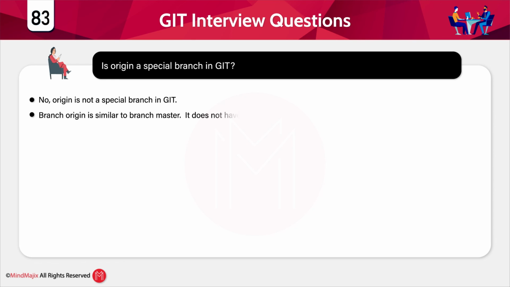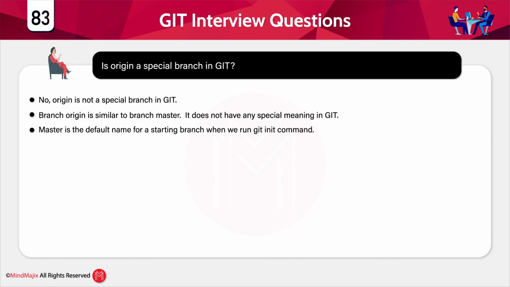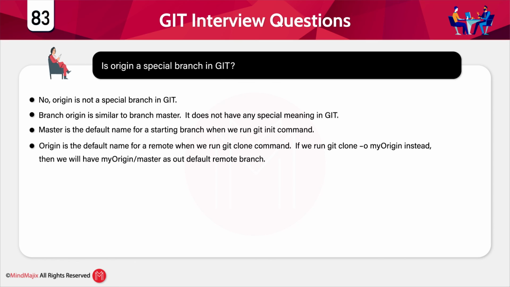See, branch origin is similar to what? Branch master. It does not have any special meaning in Git. Master is the default name for starting the branch when we run the git init command. Origin is the default name for a remote repository, when we run the git clone command. If we run git clone, we can get the entire remote repository copy into our local repository.